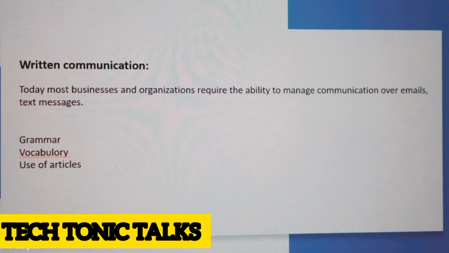It is going to cover grammar questions. It will be a kind of fill in the blanks, wherein it will have grammar questions, basic grammar, subject-verb agreement and all. Vocabulary will be there, use of articles, a and the. All this will be covered as part of your written communication.